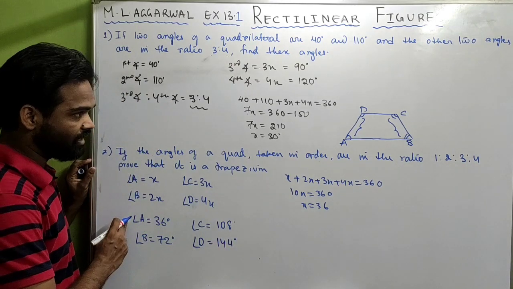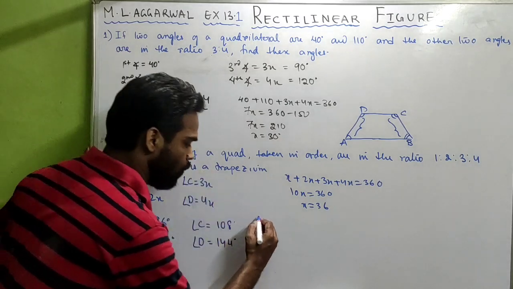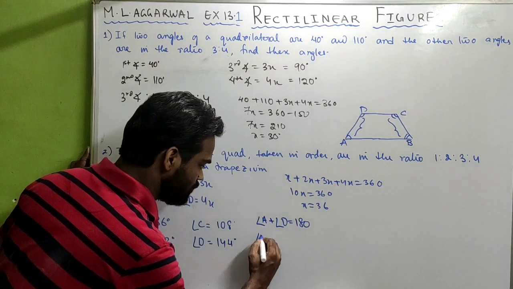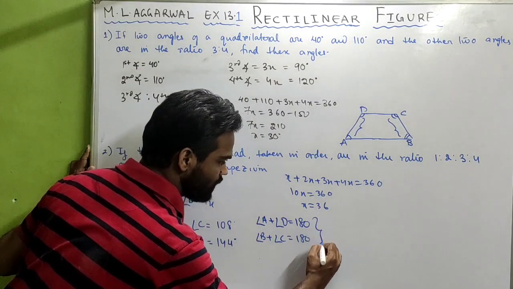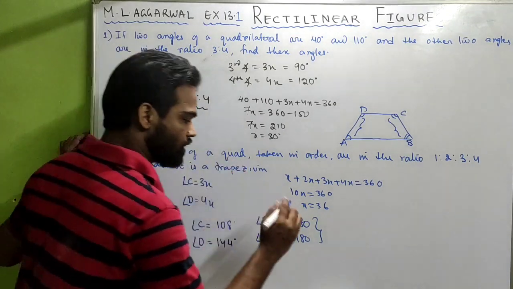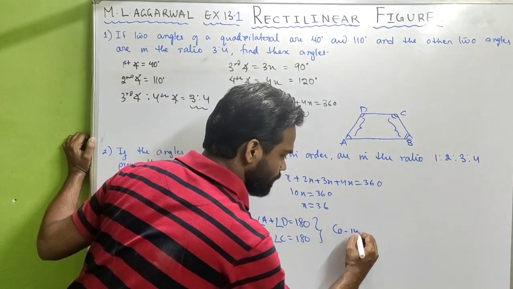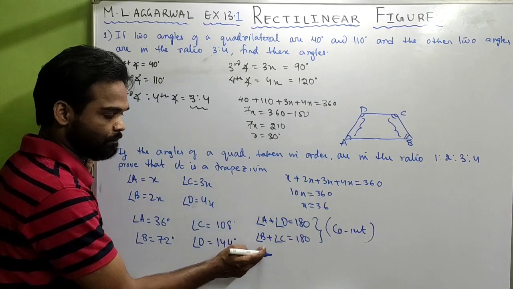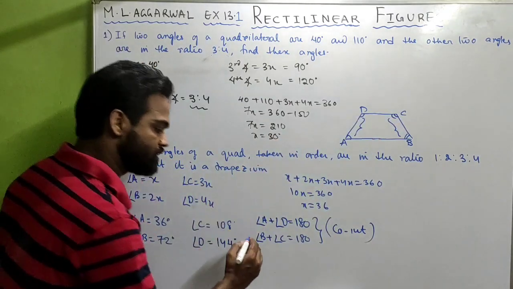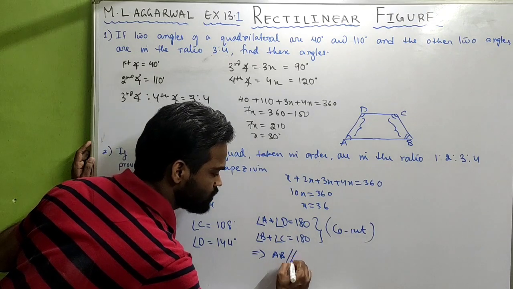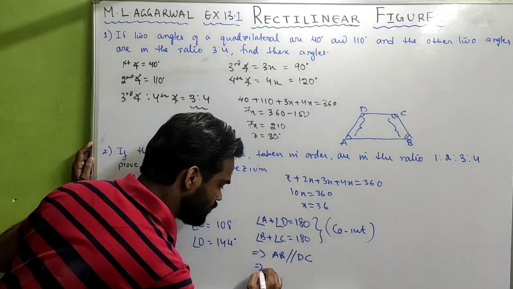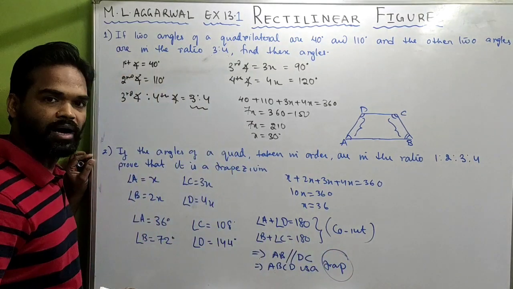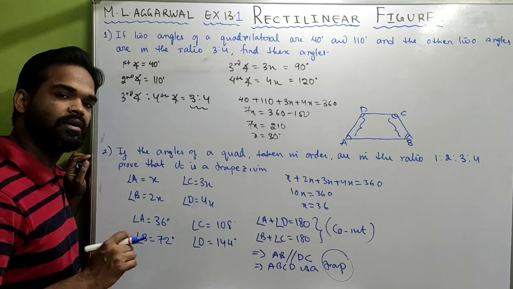Now look carefully, angle A plus angle D is coming as 180. Similarly, angle B plus angle C is coming as 180 degrees, which fulfills the criteria for co-interior angles, which means angle A and angle D are co-interior. Similarly, angle B and angle C are co-interior, which implies you can say AB is parallel to DC, which means ABCD is a trapezium. Done. Now let us look at the next sum.